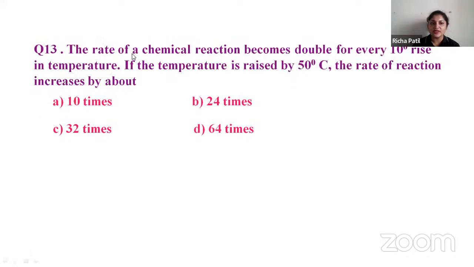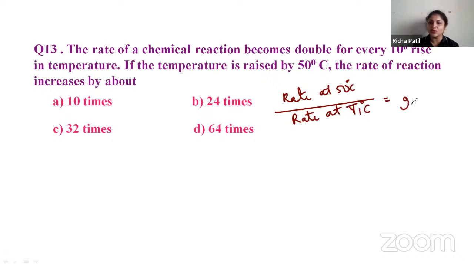So we'll solve some questions now. The rate of a chemical reaction becomes double for every 10-degree rise in temperature. If the temperature is raised by 50 degrees Celsius, the rate of reaction increases by about how much? So how do you write this? Rate at 50 degrees and rate at T1 degrees Celsius. Every 10-degree rise will double the rate.